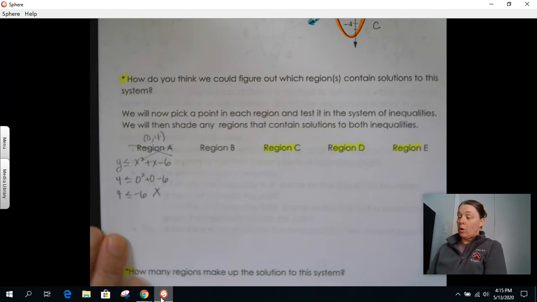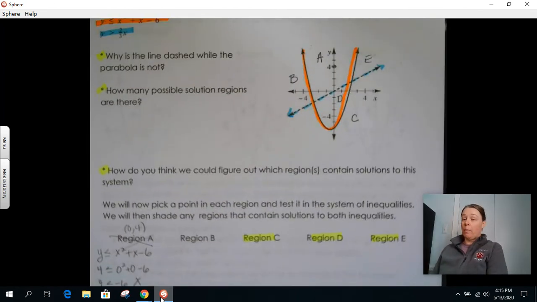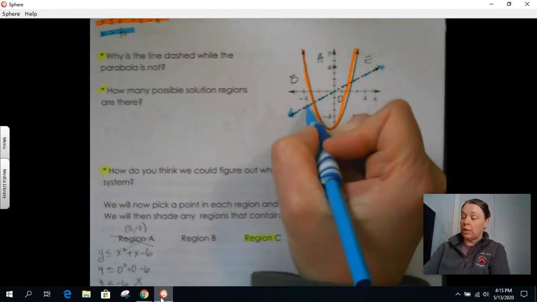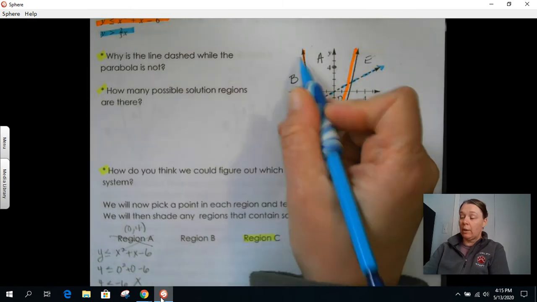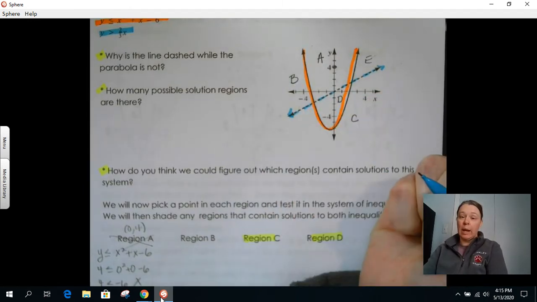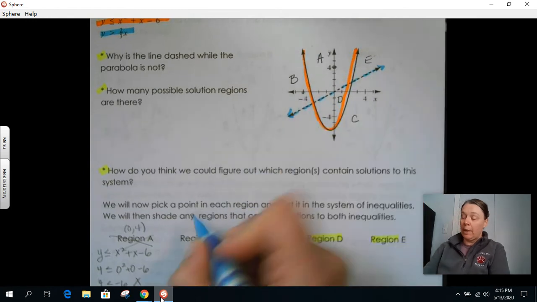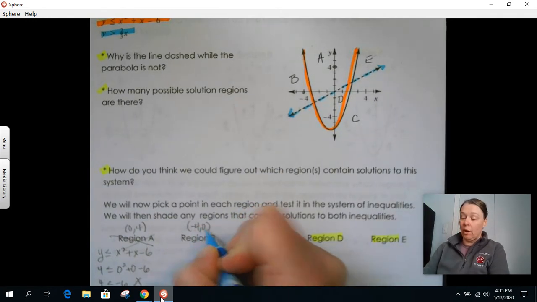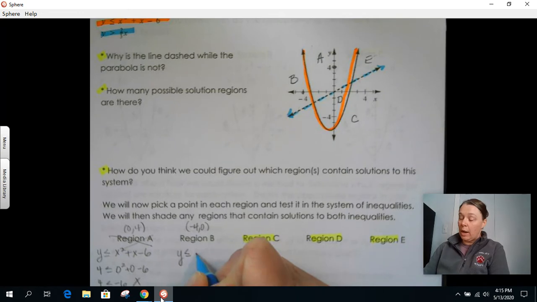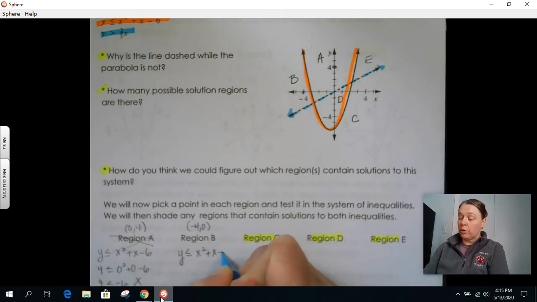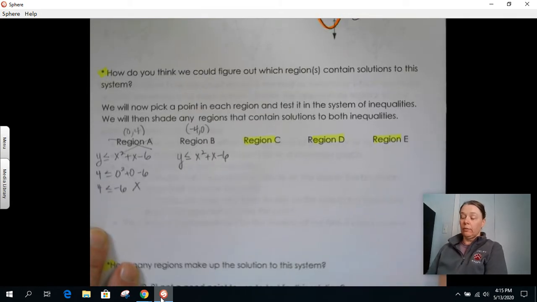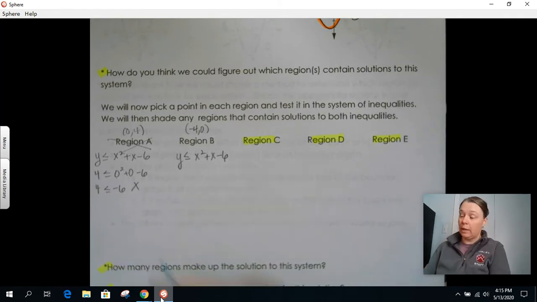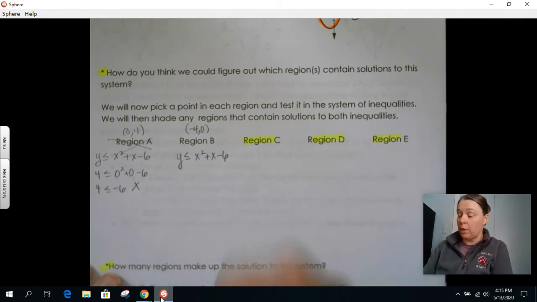Okay, so now I'm going to go back up here and pick a point in region B, which is this region here. I could pick any point I want, not on a boundary graph. So maybe I pick this point here, maybe I pick (-4, 0). And I'm going to start out again by substituting it into the first inequality and see what happens. And then if it works in that one, I'll double check it in the next one.